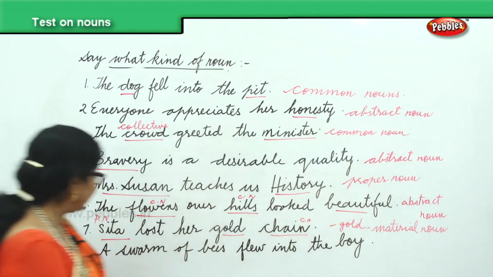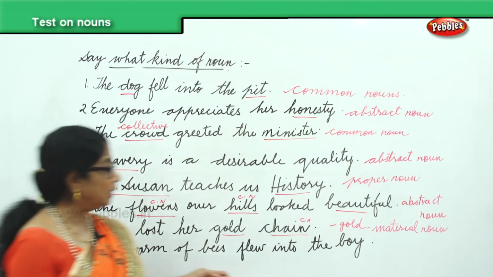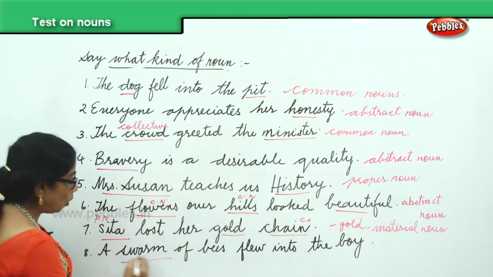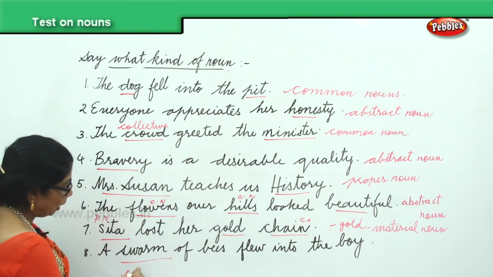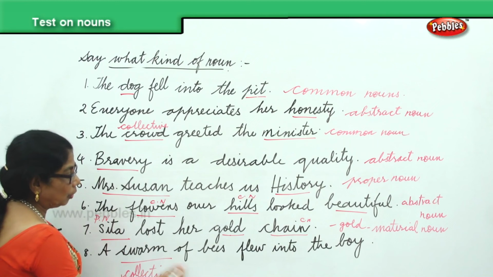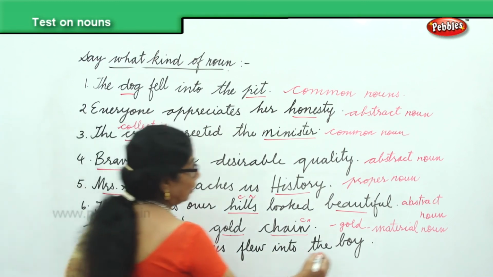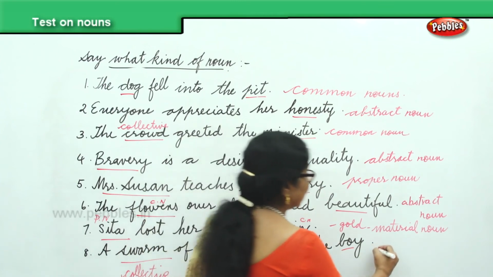Now what is left? A swarm of bees flew into the boy. Swarm of bees. Swarm, this is a collective noun. And then you have a boy, that is a common noun.